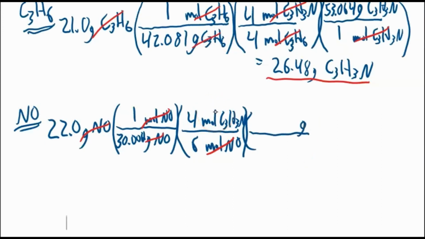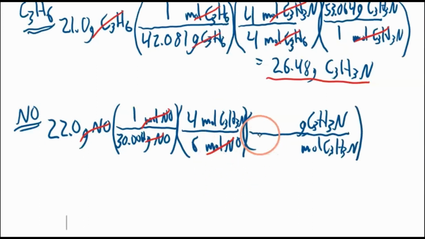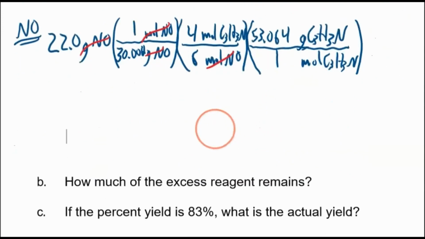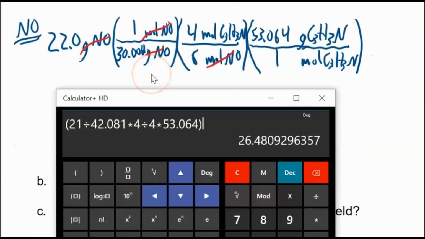So we want grams of C3H3N, and we want to cancel out our moles of C3H3N. We'll use the molar mass. For every 1 mole of C3H3N, it weighs this number here, 53.064 grams. Okay, so I'll plug that into the calculator.